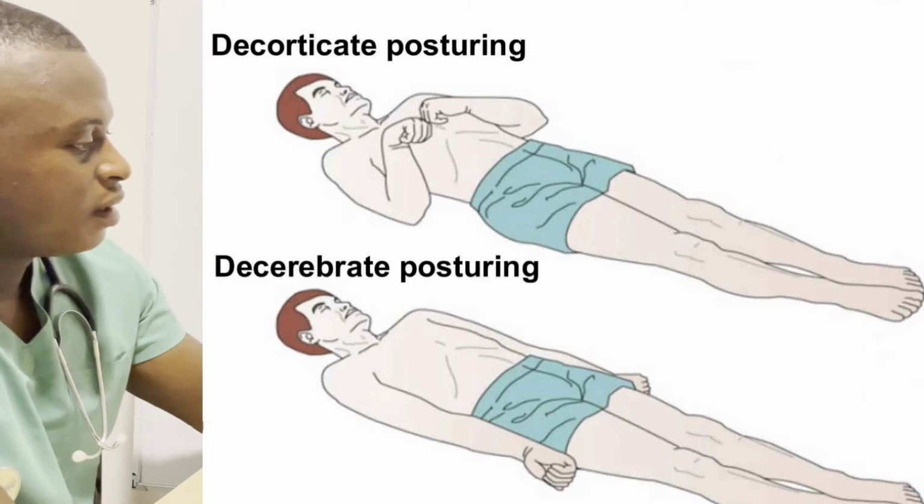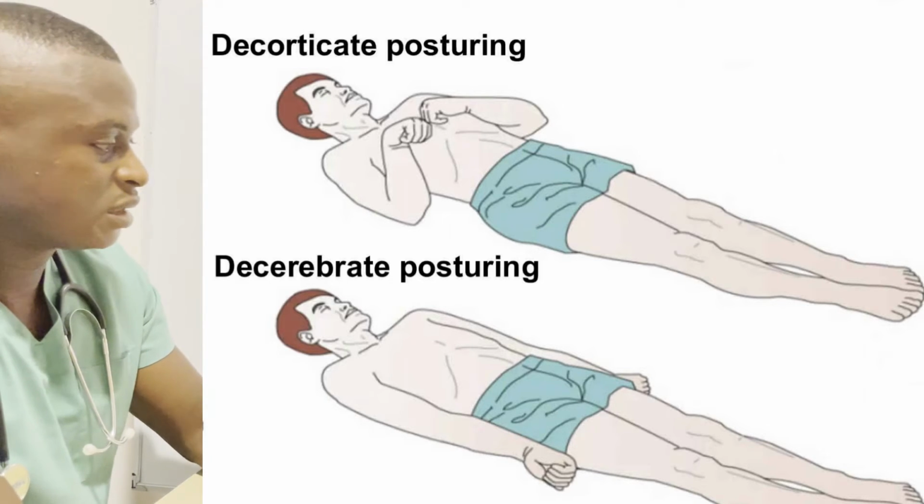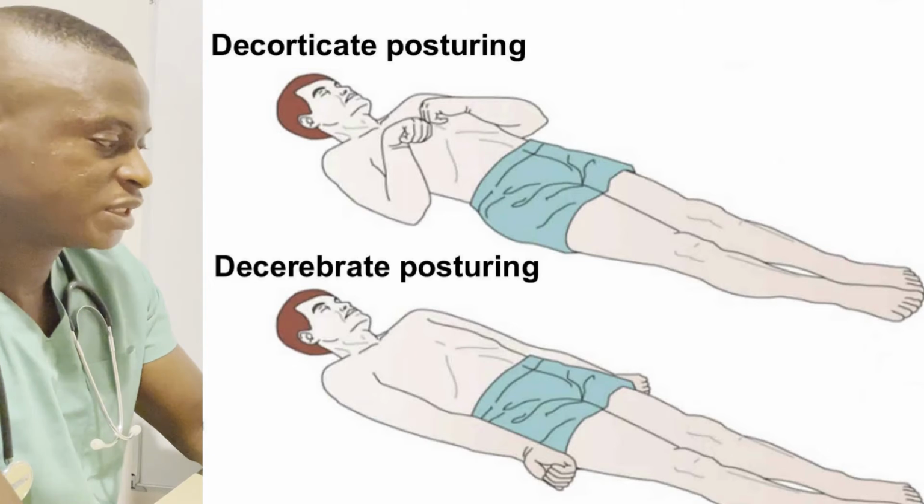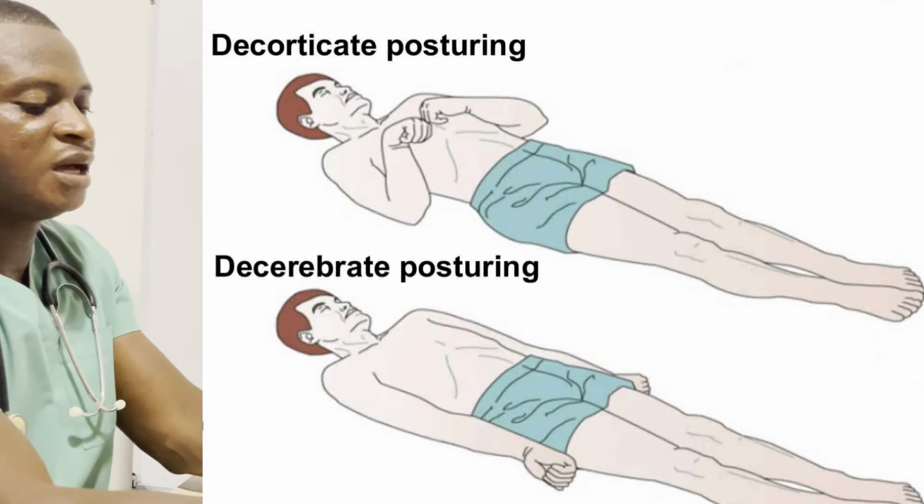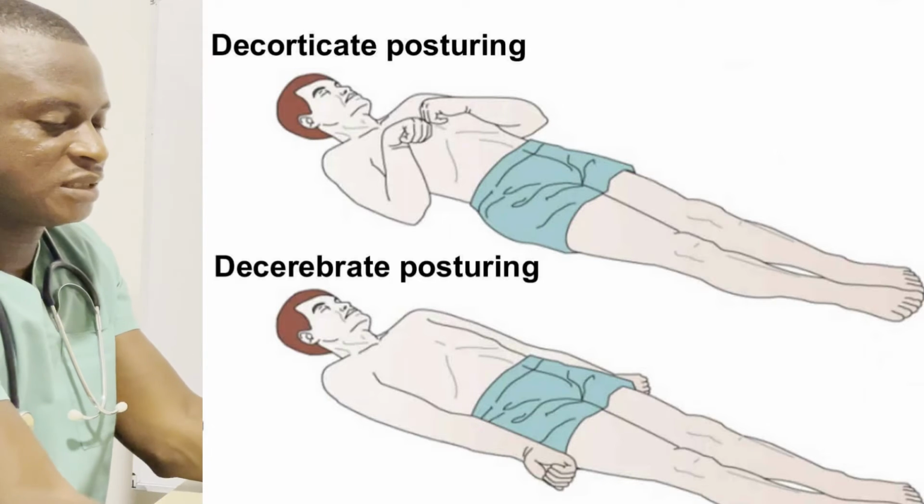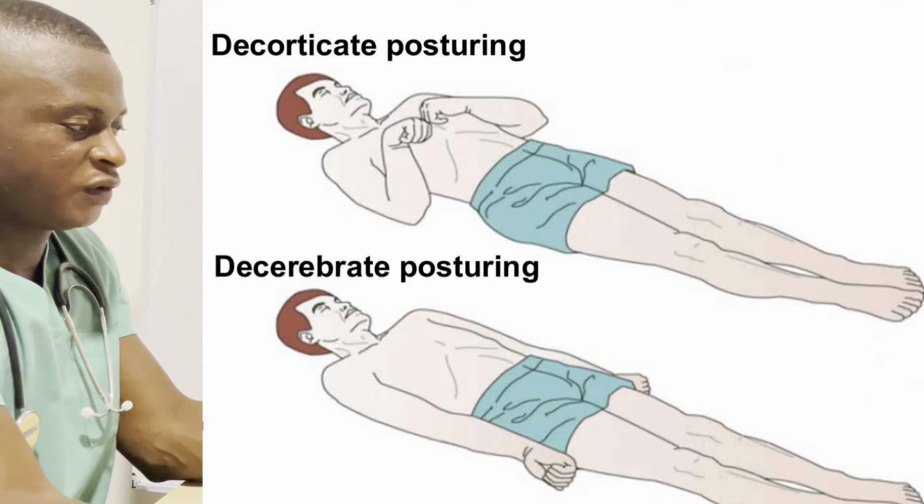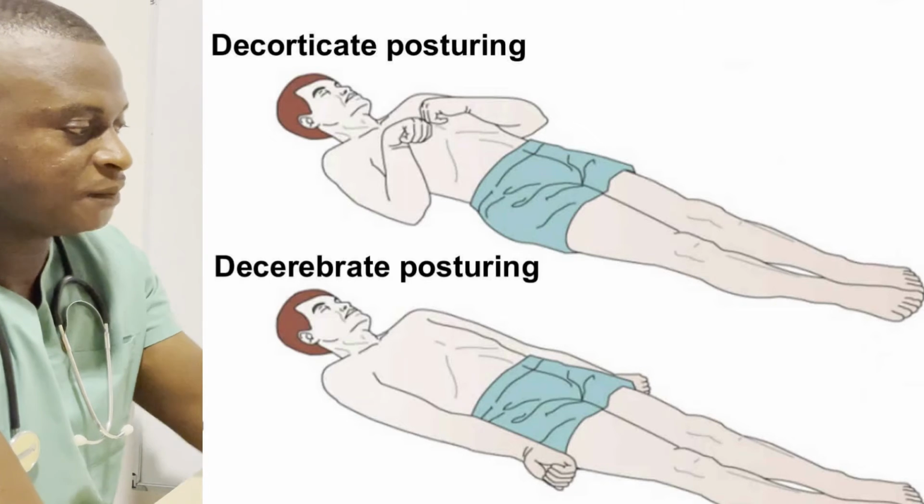Now abnormal extension, that is the decerebrate posture. So in the decerebrate posture, the patient has clenched the fist, all right, but then the arms are extended, like extended outward. I don't know if you get the point I'm making. So that's the decerebrate posture.